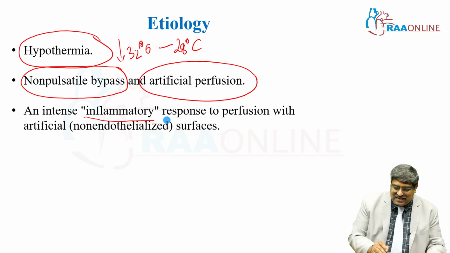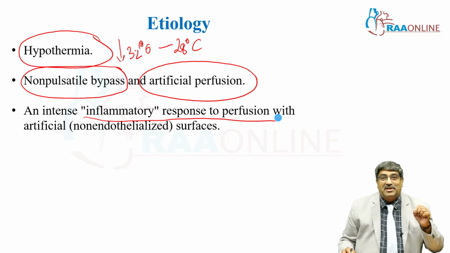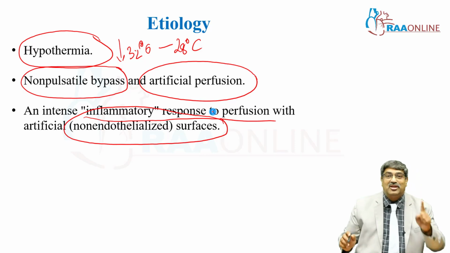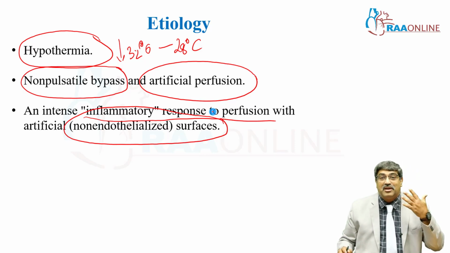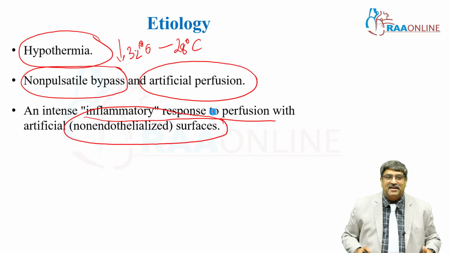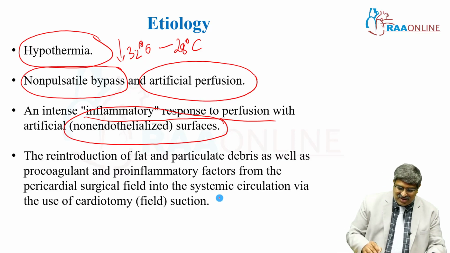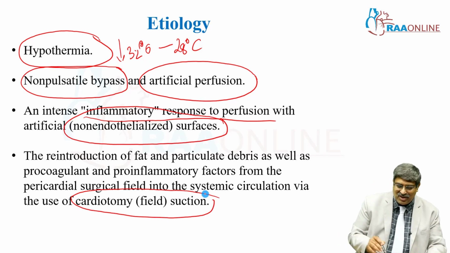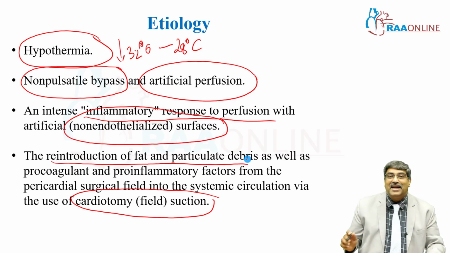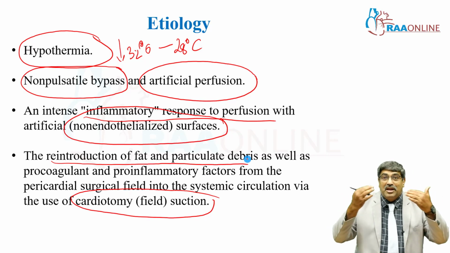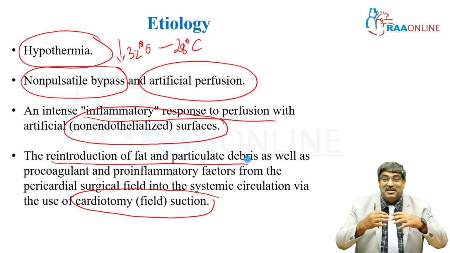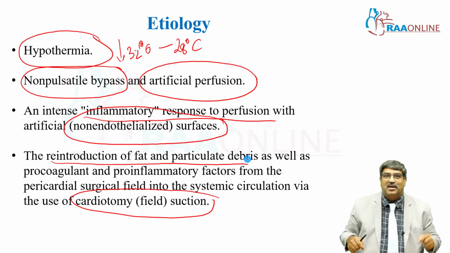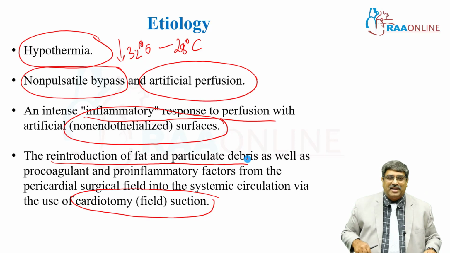An intense inflammatory response to perfusion with artificial, non-endothelial surfaces. So the inflammatory response can be exaggerated. Another important thing is you use cardiotomy. By using this cardiotomy and suction, you reintroduce fat and particulate debris as well as inflammatory mediators from the surgical fluid into the systemic circulation. That is another important trigger for causing this organ damage.